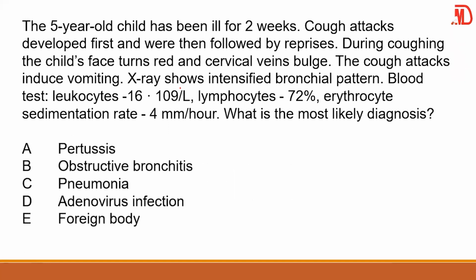A 5-year-old child has been ill for 2 weeks. Cough attacks developed first and were then followed by reprises. During coughing, the child's face turns red and cervical veins bulge. Then this cough is very, very severe. Cough attacks induce vomiting. Interesting. X-ray shows intensified bronchial pattern. Leukocyte is 16. Lymphocyte is 72. Erythrocyte immunization rate is 4. What is the likely diagnosis?